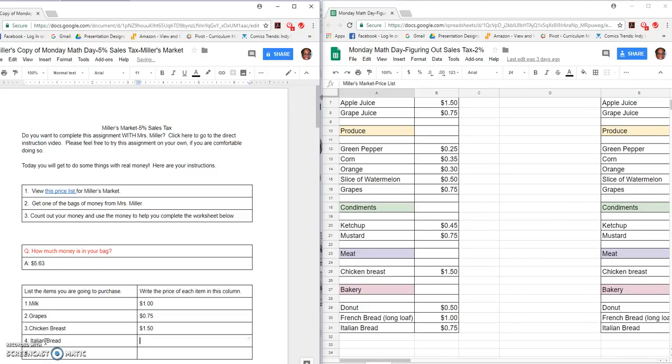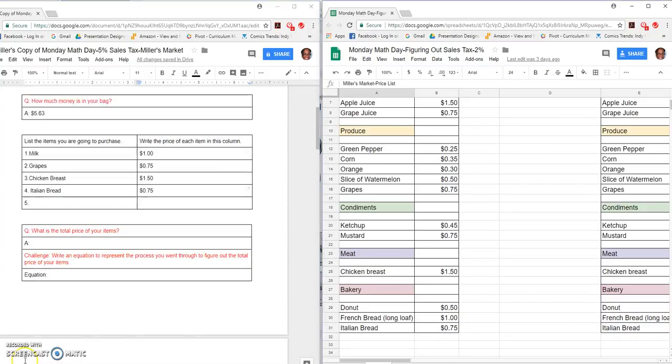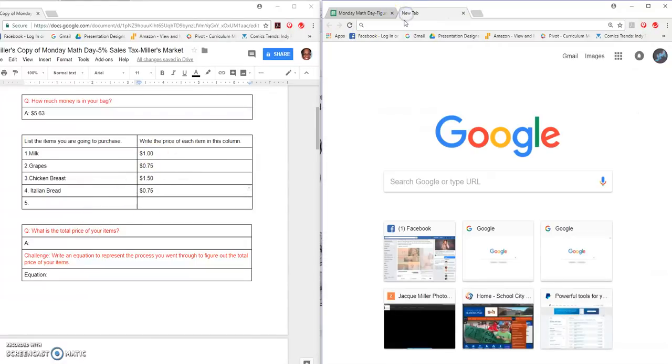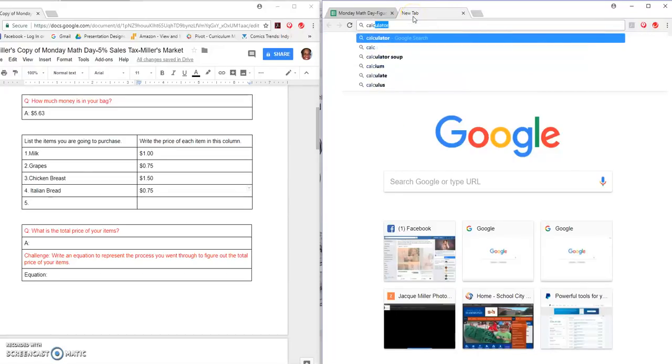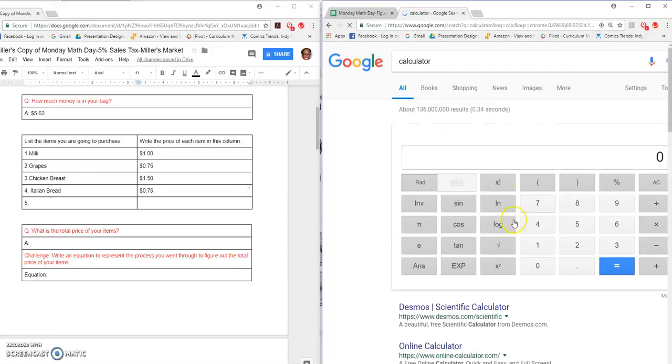You do not have to purchase the same items that I'm purchasing. You are welcome to go through and pick your own items. The next thing I'm going to do is add up my purchases. So I'm just going to pull up a calculator. I opened up a new tab, I'm going to type in calculator, and I can use the calculator right here. So I have $1 plus 0.75 for 75 cents plus 1.50 plus 0.75, and my total is $4. I'm going to enter that information right here. Please go ahead and calculate your total.